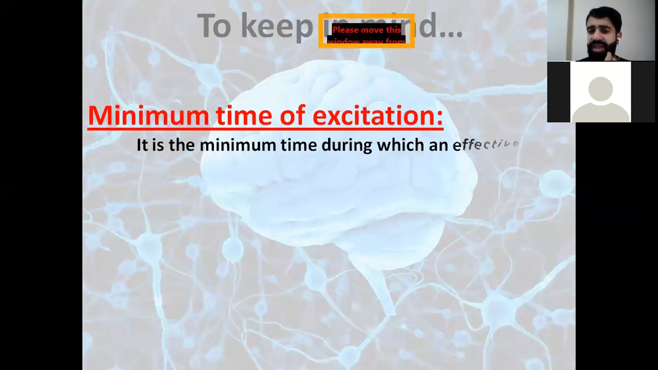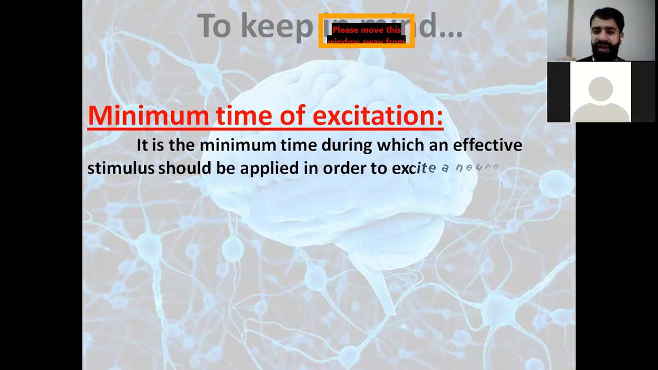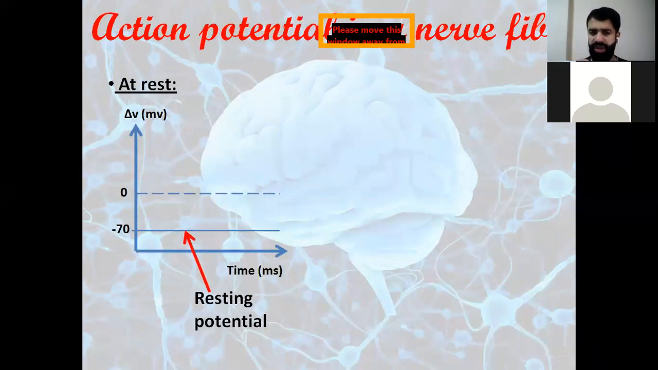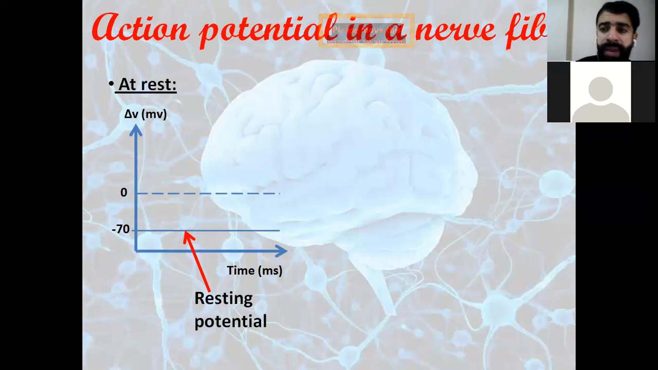Minimum time of excitation is the minimum time during which effective stimulation should be applied to cause an action potential. This will be explained more in this experiment. Action potential in the nerve fiber. Here, this is the resting potential. The resting potential is equal to minus 70 millivolts. So at rest, the resting potential is equal to minus 70 millivolts.